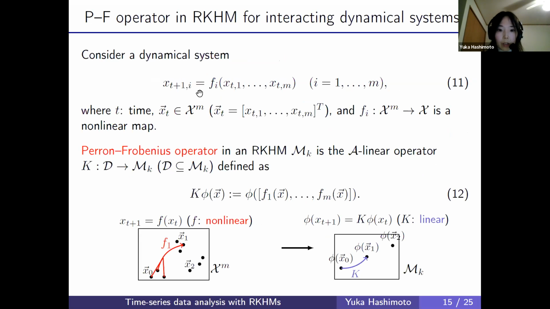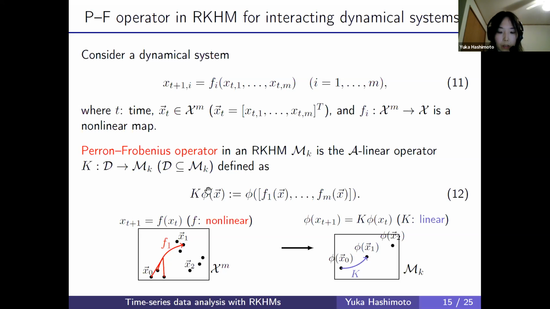We consider a dynamical system like equation 11. Here, the ith element of x_{t+1} is described by the first up to the mth element of x_t. And here, f_i is in general a nonlinear map. And we can define a Perron-Frobenius operator in an RKHM, similar to the case of RKHS. But here an important difference is this is a C-star-algebra valued function instead of a complex valued function in RKHS.